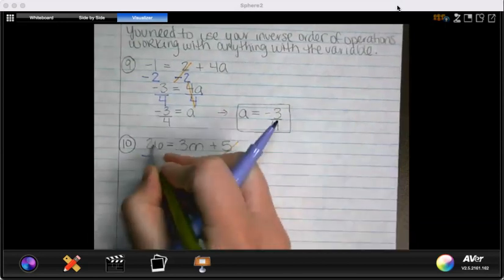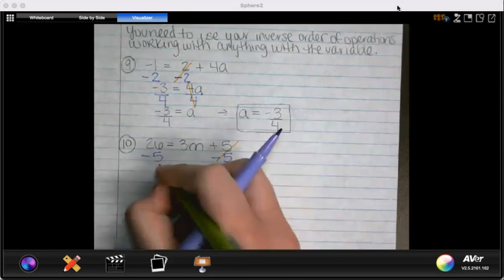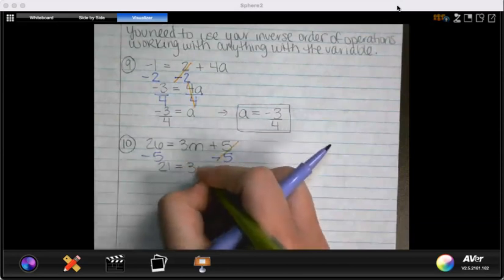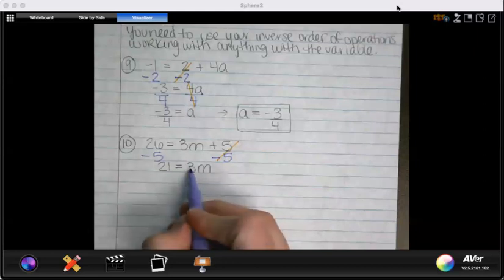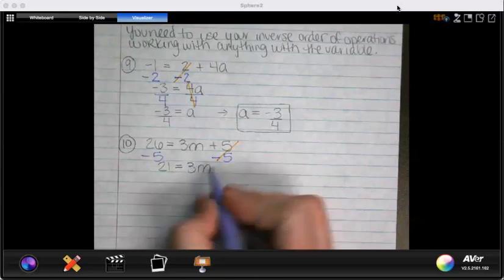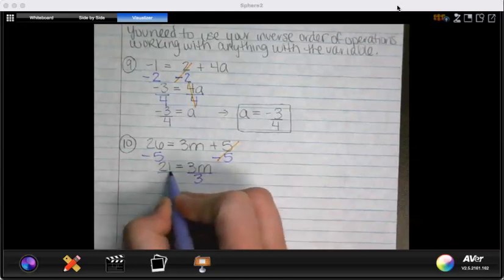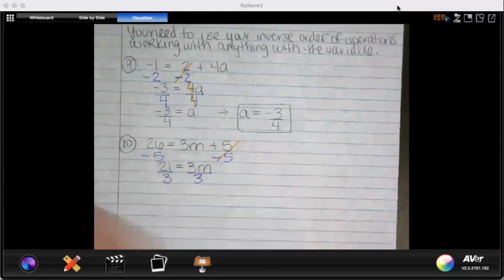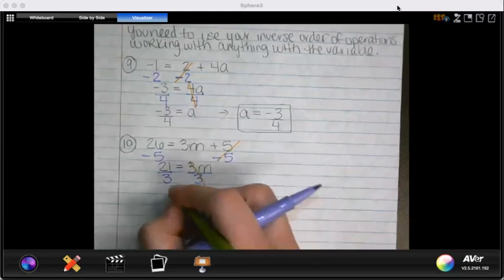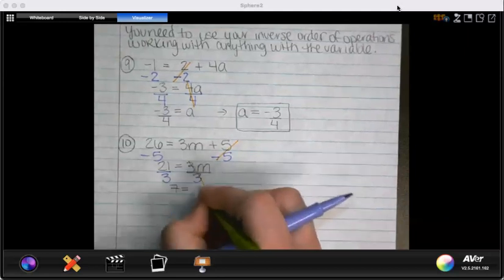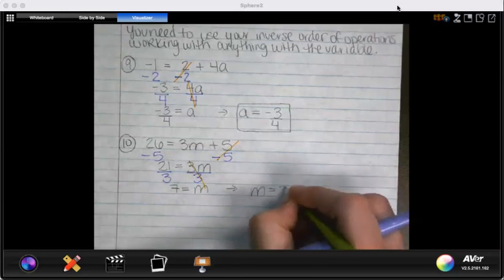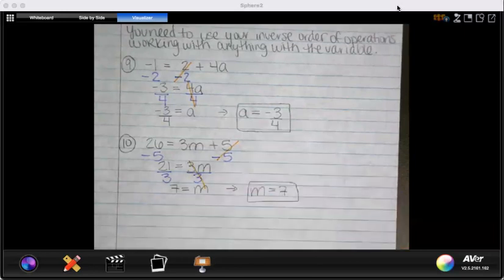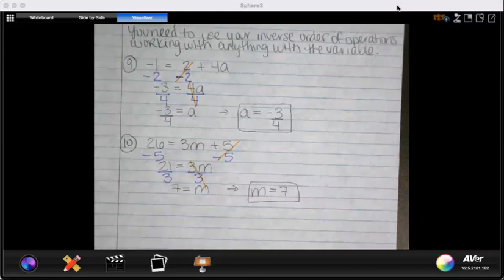Which gets 26 minus 5 as 21, equaling 3m. And then we're left with 3 times m. So I'm going to divide by 3. And 21 divided by 3 is 7. And m by itself, which leaves me with m equals 7. I hope that one went well.